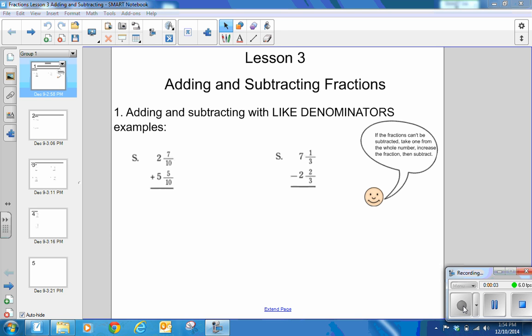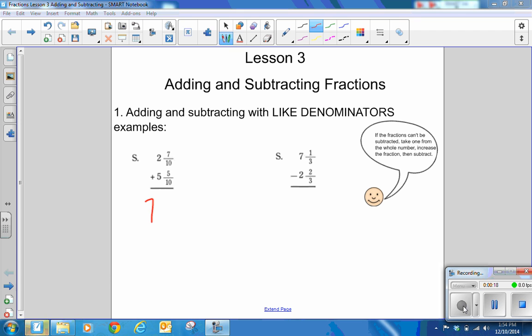Okay, we will first look at adding fractions and mixed numbers with the same denominators. If I want to add 2 and 7/10 with 5 and 5/10, I need to first add the whole numbers. So 2 plus 5 is 7, and 7 plus 5 is 12.